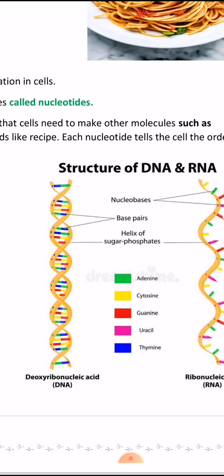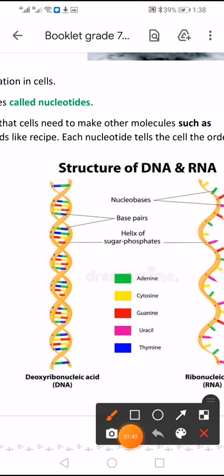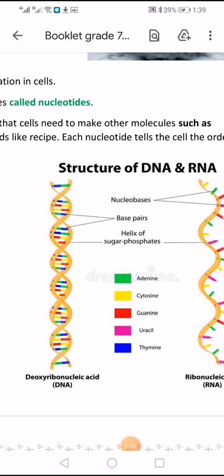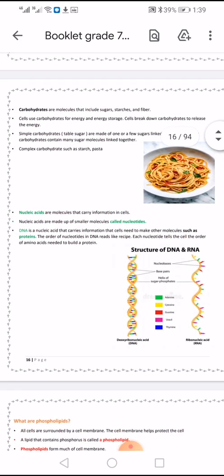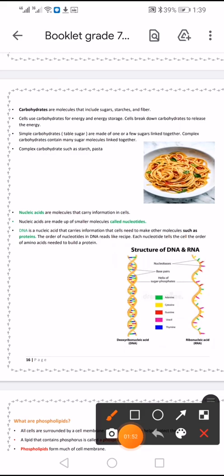For example, if the cell needs a protein, what happens? Inside the cell, inside DNA, there are nucleotides. Each nucleotide inside the DNA tells the cell the order of amino acids needed to build a protein.